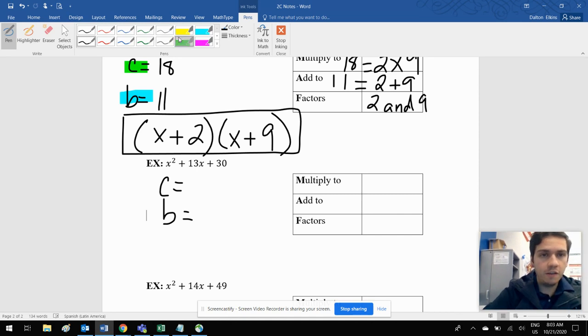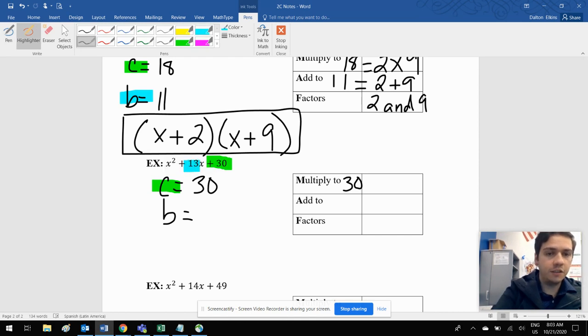So again, we're looking for our c value. The c value here is going to be the number at the end, the constant, which is 30. So I want numbers that multiply to 30. We need to find our b value, which is 13. So these numbers need to add to 13.